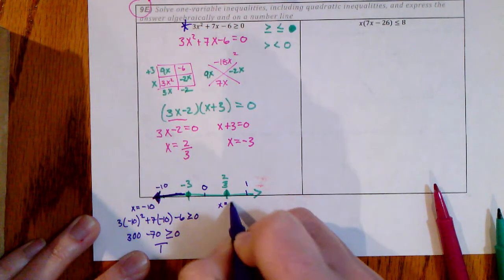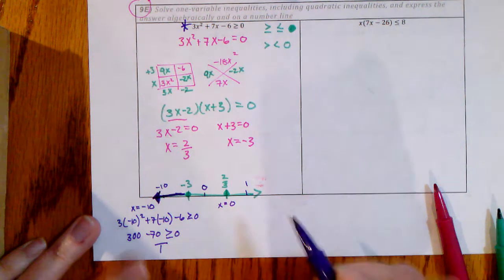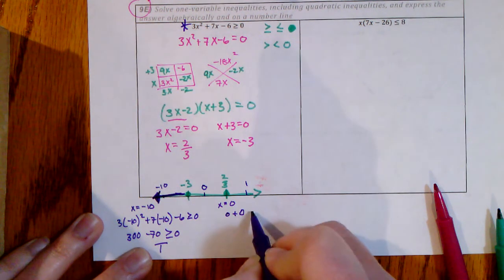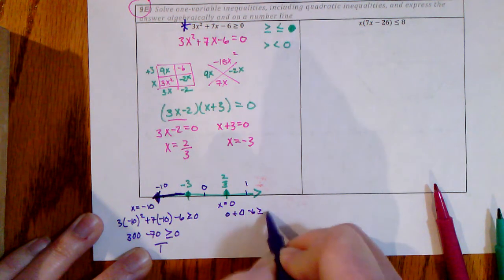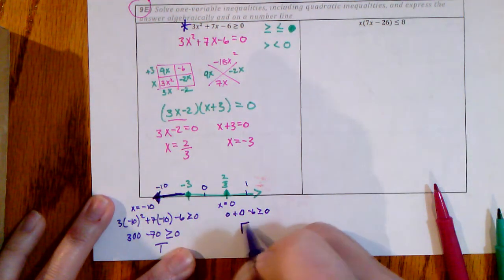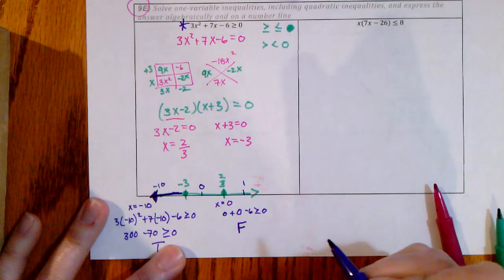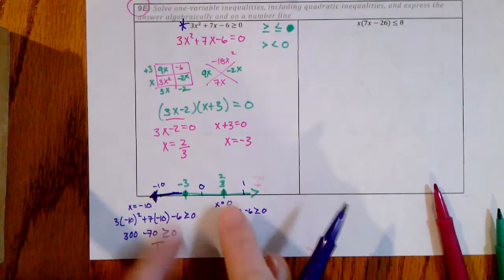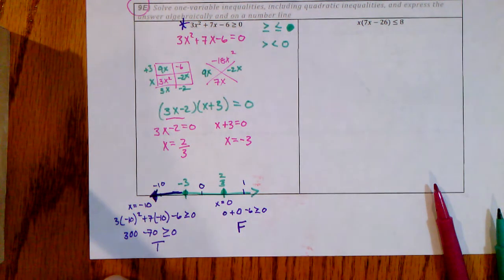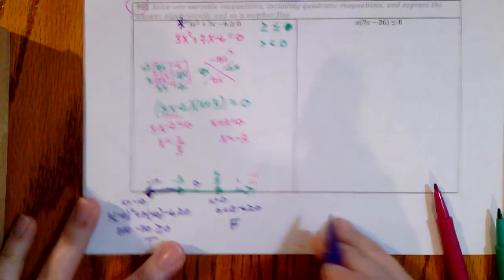Next, I'm going to test if x is equal to 0. Does that make it true? So I'm going to have 0 plus 0 minus 6. Is that greater than or equal to 0? Nope, that's going to be false. So I don't shade that in. Right, so this region, everything in there is going to make it false, so I'm not going to shade that in. I have one more point to test.